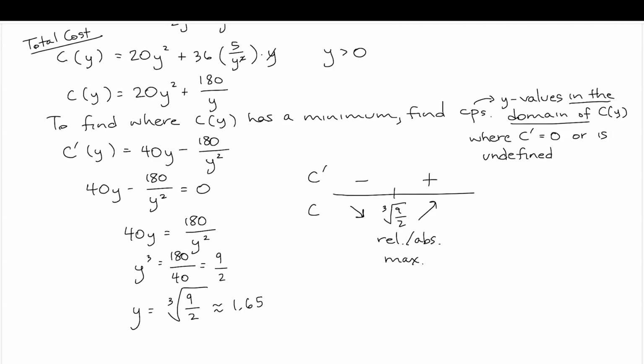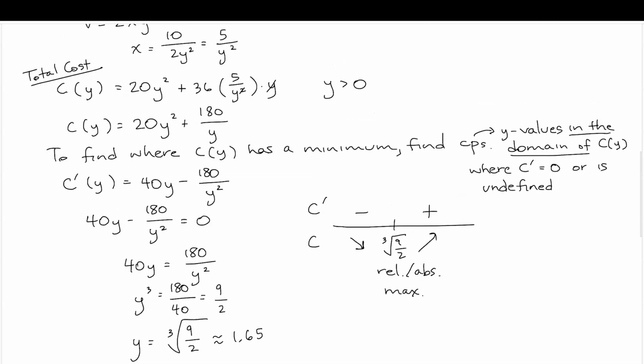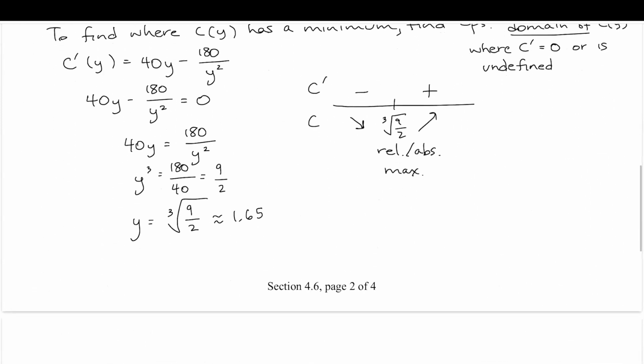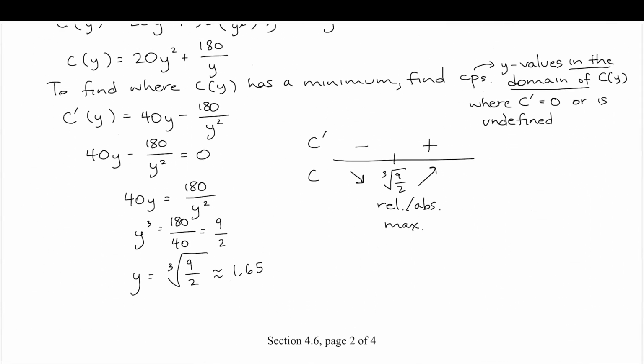Now, the other thing when you're doing this kind of optimization problem is you want to go back to the instructions and make sure you answer the question. The problem was to find the cost of materials for the cheapest such container. So now I actually need to know the cost at the cube root of 9/2. Again, this is something that you would put into your calculator. When you plug the cube root of 9/2 into the cost function, not C prime, but the cost function, you should get 163.54 as your cheapest cost.